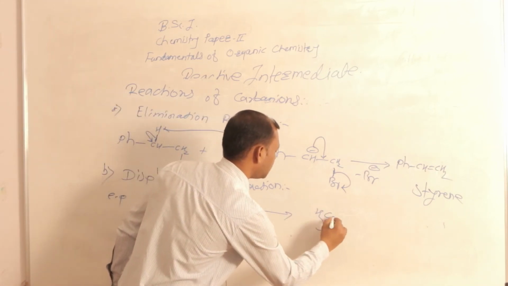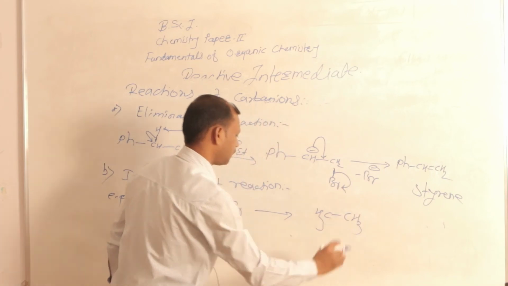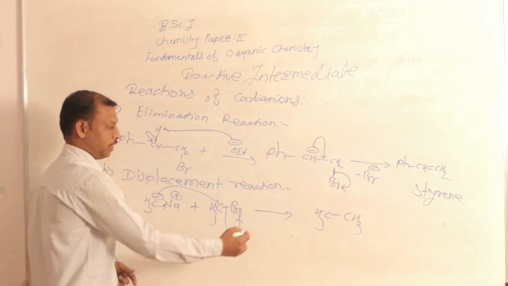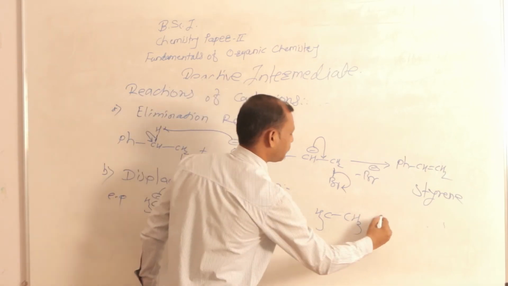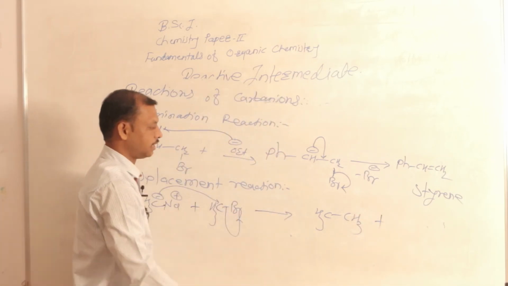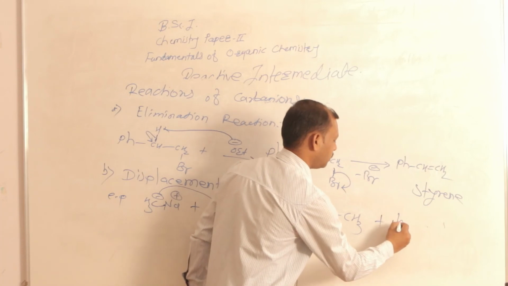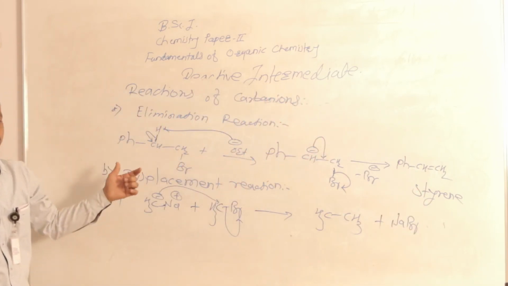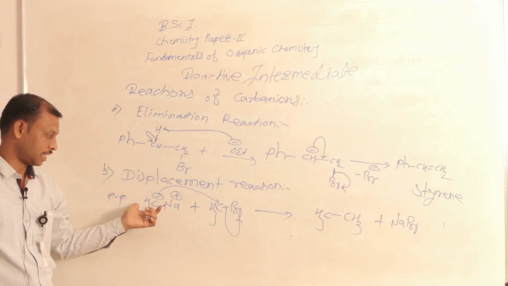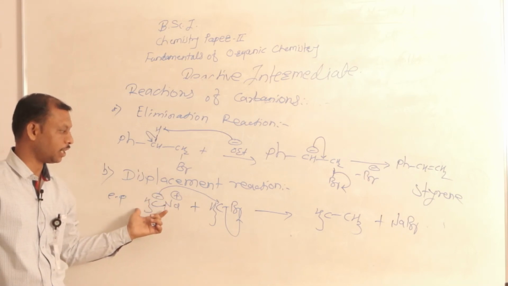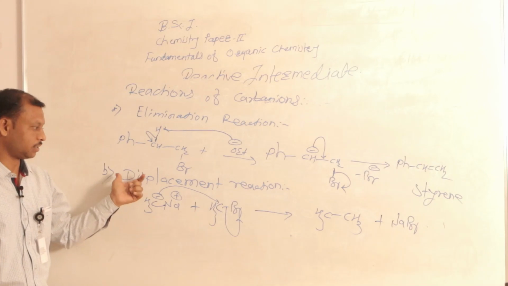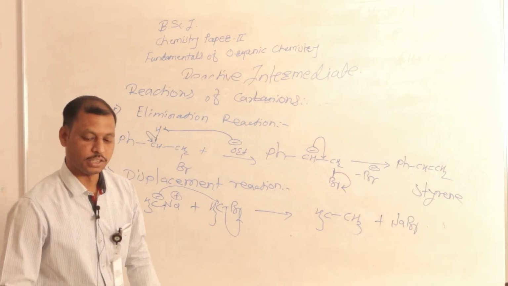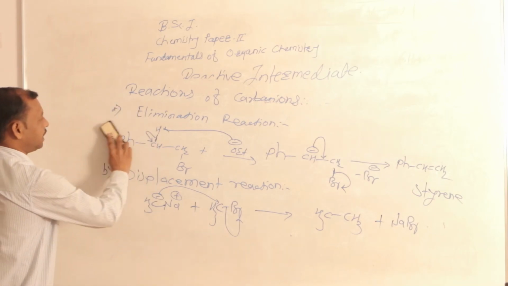So the new bond is formed between the two carbons, that CH3 and that CH3. The new bond generated gives ethane, plus Na plus is stabilized by Br minus, so it becomes NaBr. So this type of reaction is called a displacement reaction, because CH3 has been displaced from CH3Na to CH3. Therefore it is called a displacement reaction. Another type of reaction is called the rearrangement reaction.